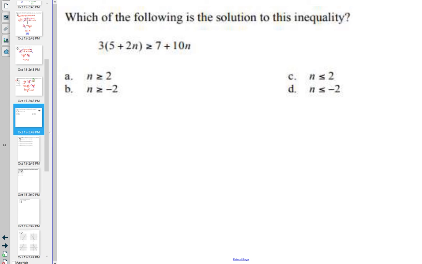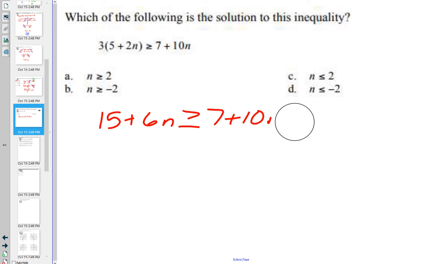Inequalities? Let's talk to Elena. What do you want to do first? Okay, so 15 plus 6n greater than or equal to 7 plus 10. And Ariani, what do you want to do next? Okay, I like that too.